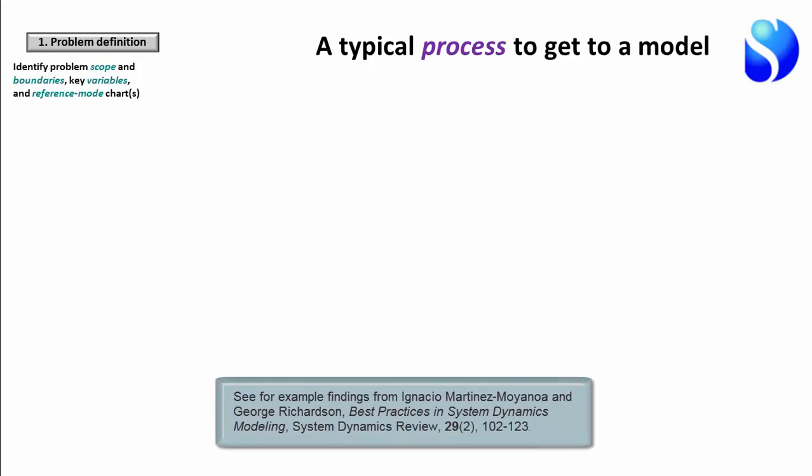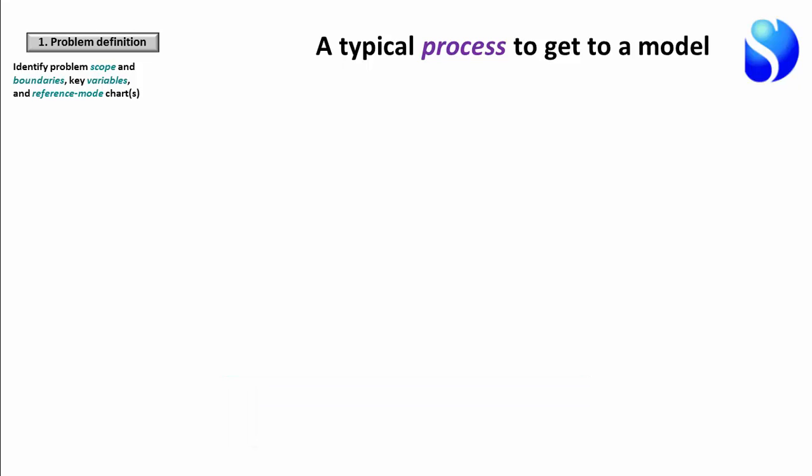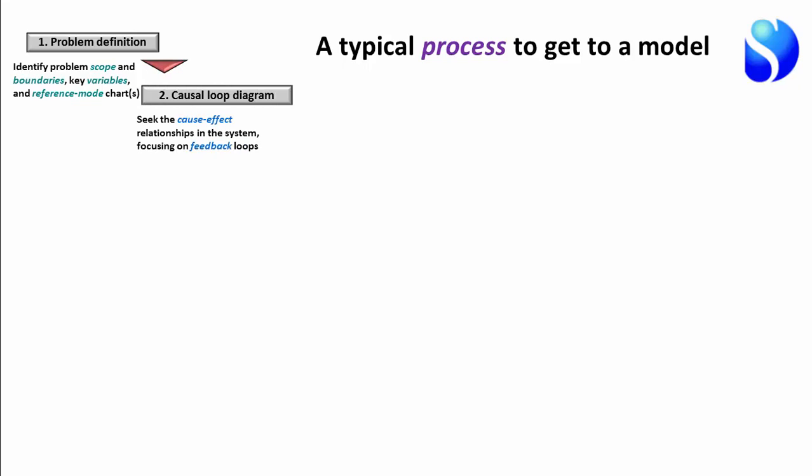Our books and our courses tend to suggest it goes through something like this process. You start by defining the problem, the full boundaries, what are all the questions, what are all the things that might be involved. You then set about building a causal loop structure, seeking the cause-effect relationships in the system, focusing on trying to find the feedback loops that are involved. And then there's a quite tricky bit that most people find, which is, okay, we've got this causal loop diagram, what are the stocks in this structure?